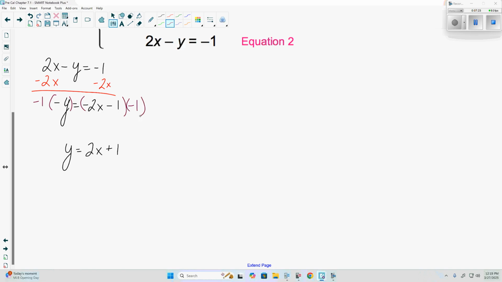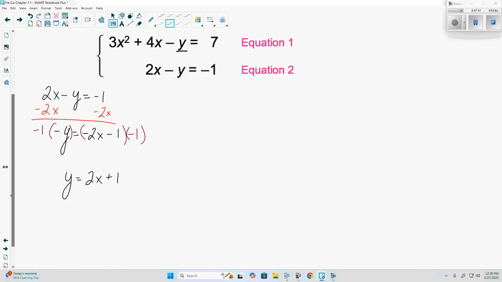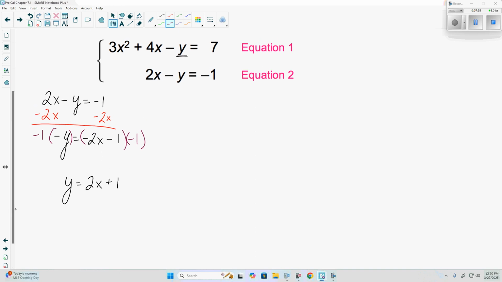I'll put parentheses around that. Negative 1 times negative y is y. Negative 1 times negative 2x is positive 2x. And negative 1 times negative 1 is positive 1. Now what we're going to do is take this and replace every y in the first equation with 2x plus 1.